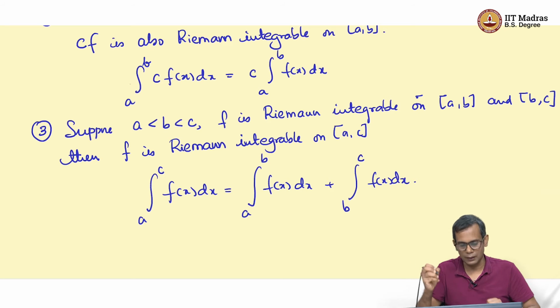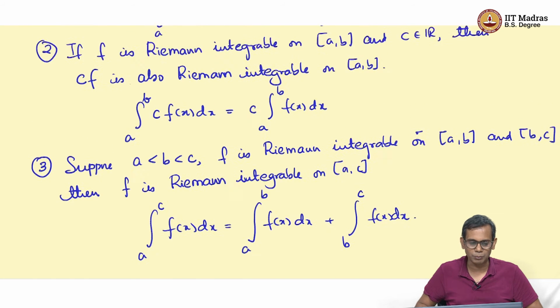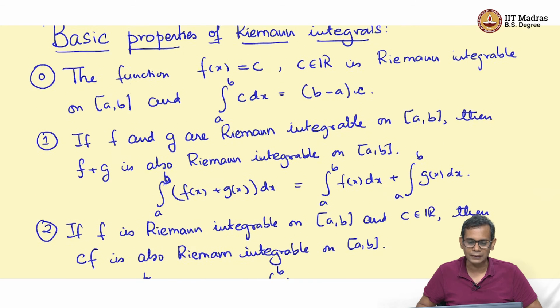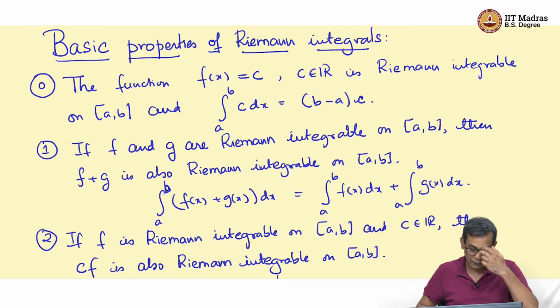Let me give you a proof. I already explained to you how to prove the zeroth property, the integral of the constant function. You should try to think about it a bit more and make sure you have understood that. Let us prove the first property, that the sum of Riemann integrable functions is Riemann integrable and the integral is actually the sum of the integrals.